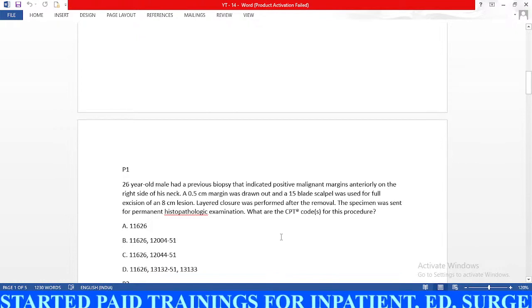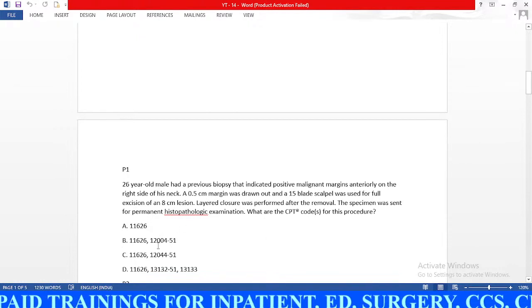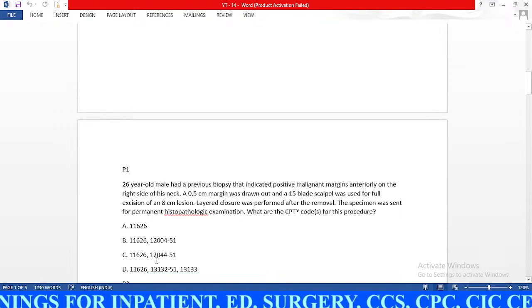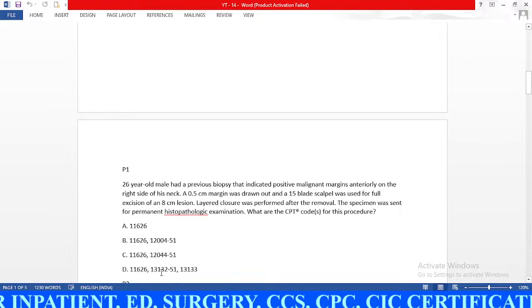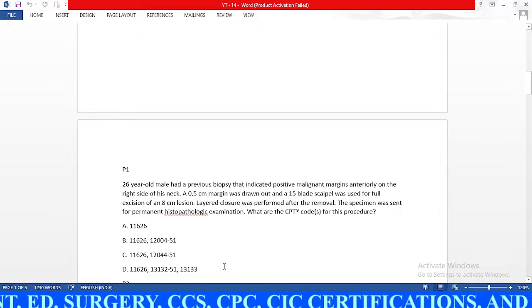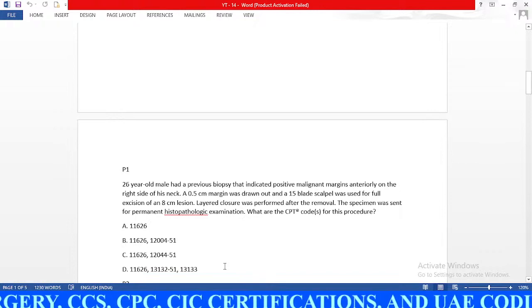So we have options: 11626 and 12004; 11626 and 12044; 11626 and 13132. So now it is 9:31, so we will start the answer at 9:35.